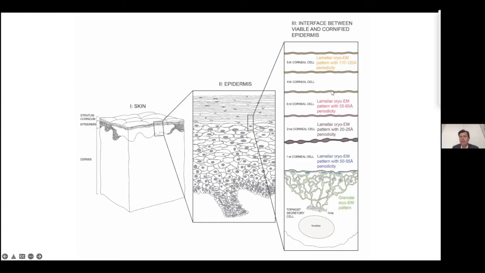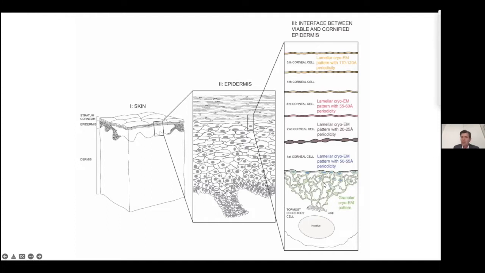And then finally, above the third stratum corneum cell in the extracellular space, we have this lamellar pattern, which is marked yellow here, which has a periodicity of 110 to 120 angstrom, that is 11 to 12 nanometers. And this fills out the complete extracellular space of the remaining horny layer. So this is the major skin barrier structure that is found everywhere in the major stratum corneum and represents the main skin barrier in our skin.